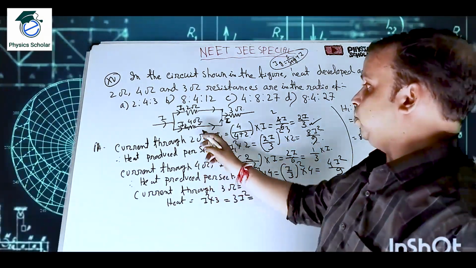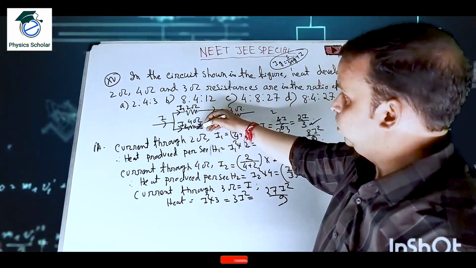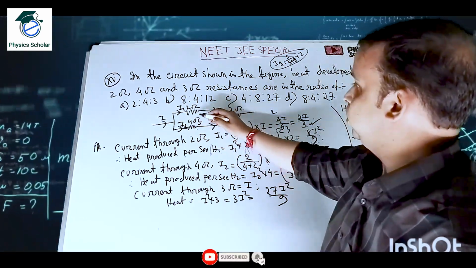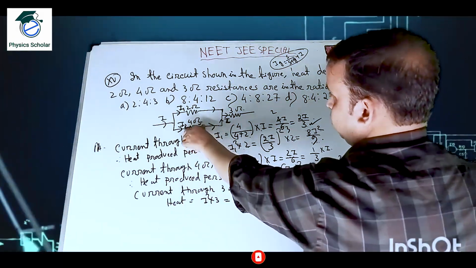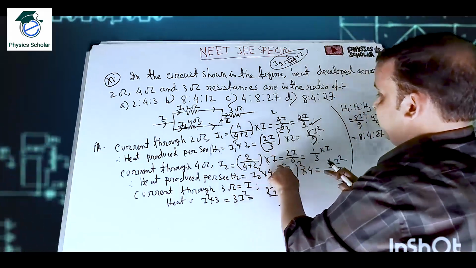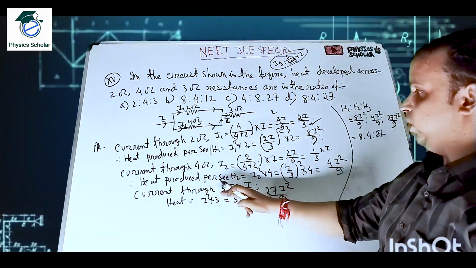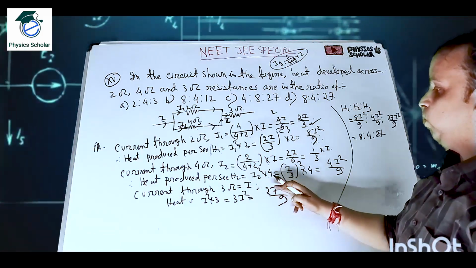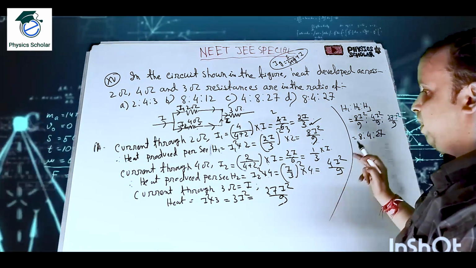Now the current through the 4 ohm resistor. What will it be? 2 divided by 2 plus 4, into the main current I. So the current through the 4 ohm resistor is the 2 ohm resistor divided by the sum of the two resistors, into I. So it will be 2I by 6, which is I by 3 into I. So the heat produced H2 is equal to I2 square into 4. What is the value of I2? I by 3 whole square into 4, so 4I square by 9.